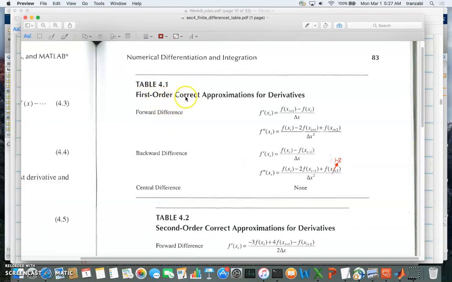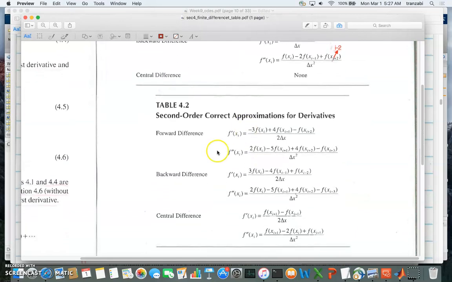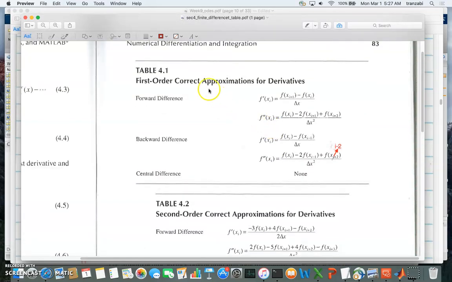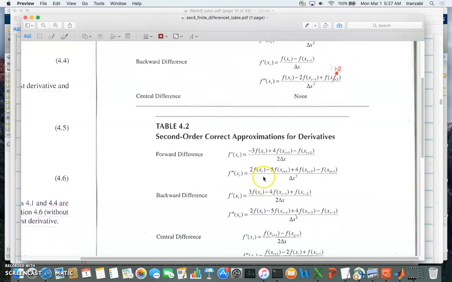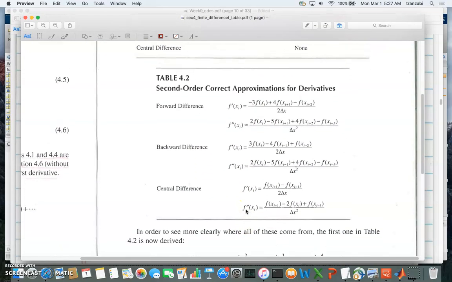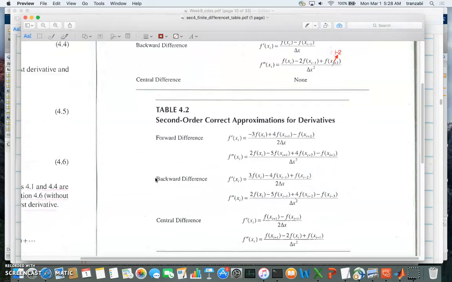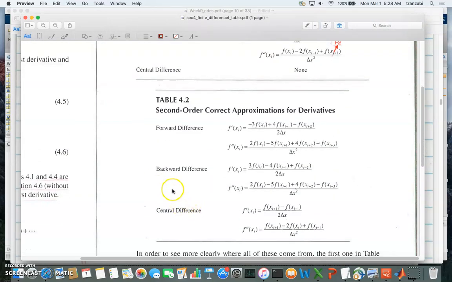One table is on first order correct approximation for derivatives, and the second table is the second order correct approximation for derivatives. So this is basically O(delta x), and this is O(delta x squared), so hopefully this is not confusing. If you want to use the O(delta x squared) method, then you have to look at this table. If you want to look at the O(delta x) method, then you have to look at this table. These two are forward differences and backward differences, and there's no central difference version for first order, the O(delta x) method. It means O(delta x) methods are only forward and backward difference. We do not have any central difference of O(delta x). The first thing we have is actually second order, right here.